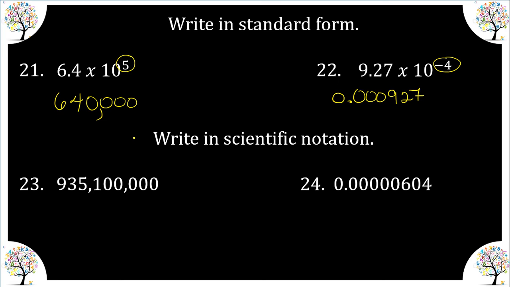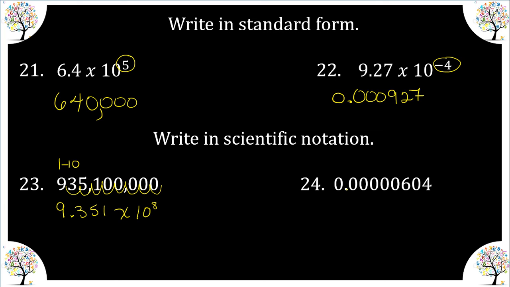The next two, we're going to write to scientific notation. So here we have this very large number. Our decimal's at the end. We need to move the decimal, so we have a number that's between 1 and 10. So that's going to be 9.351 times 10 to the positive. We moved it 1, 2, 3, 4, 5, 6, 7, 8 times.